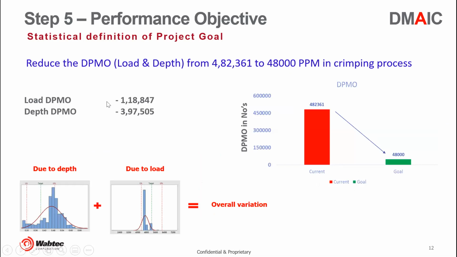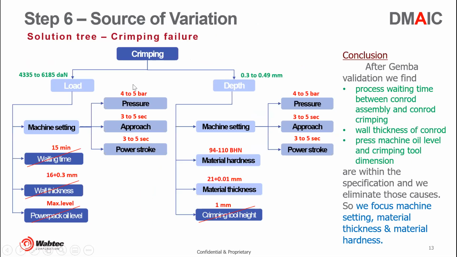The next step was to understand the total DPMO we get from both the processes, and what our target was. Our target was to reach less than 48,000 from around 5 lakh DPMO, which was the contribution of both load and depth.